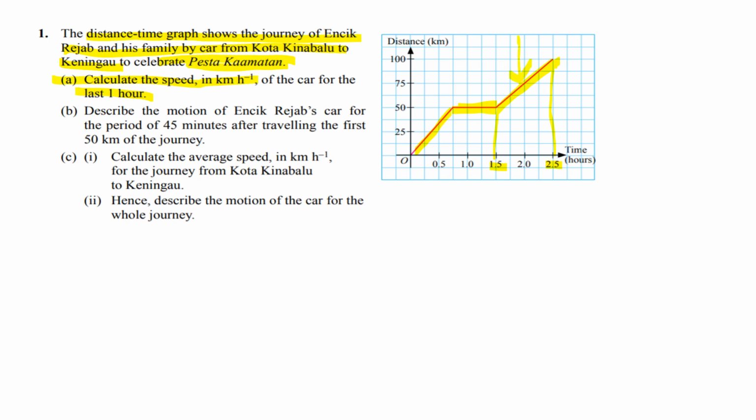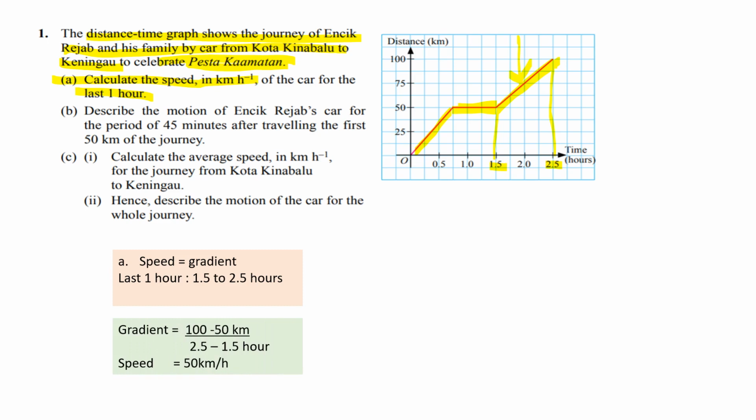this graph. So what you do, you just find the speed of the graph. You want to find your distance first, 100 and this one 50. So 100 minus 50. And then after that, you want to find the time here. So 2.5 minus 1.5 hour. So the answer will be 50 kilometer per hour.